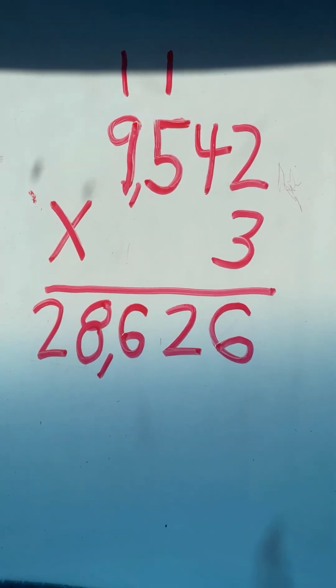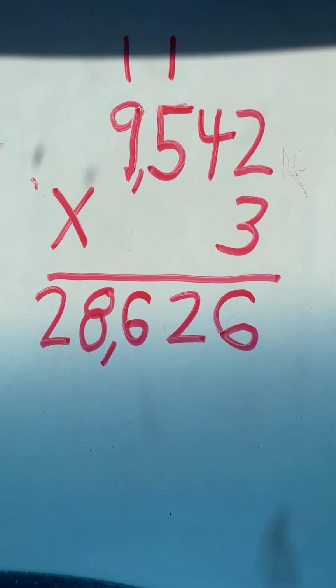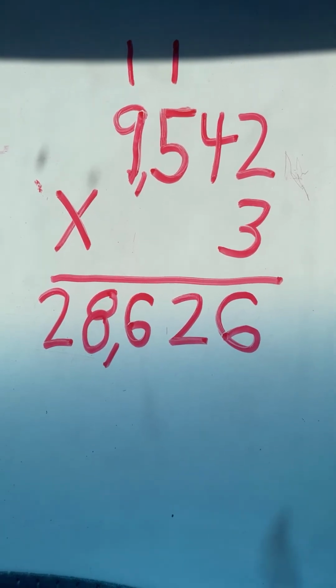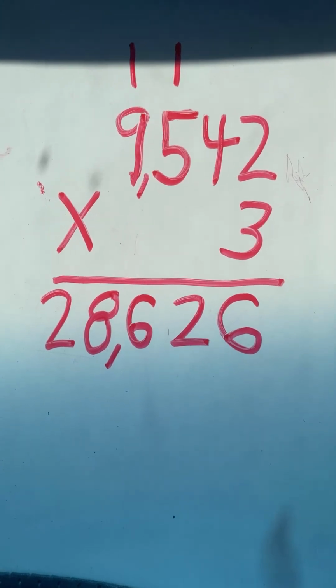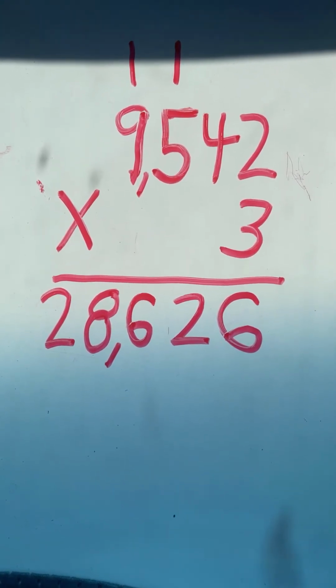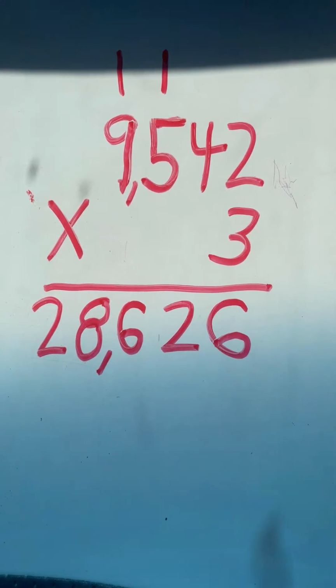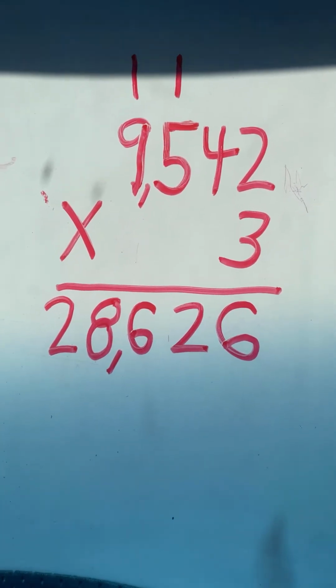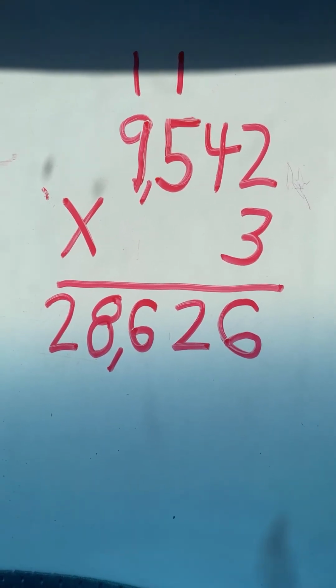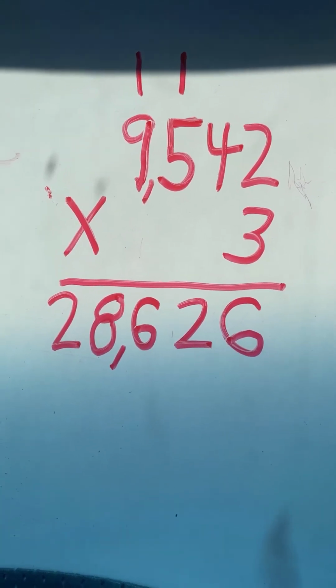So this one was a 4-digit by 1-digit problem. So this one was a little trickier, but our final answer, 9,542 times 3 equals 28,626.